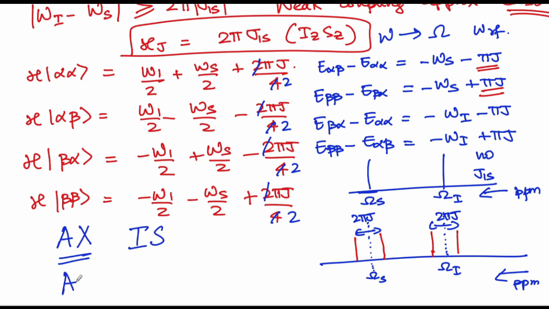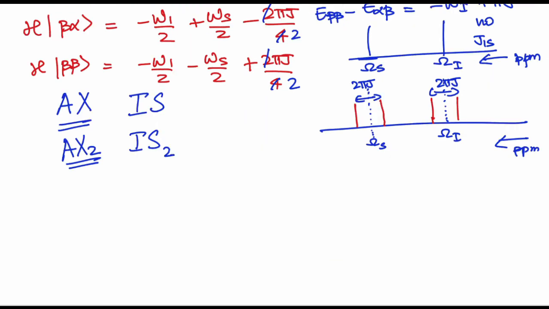I request you guys to solve it for the AX2 system, where it's similar to the IS2 system. I shall write the Hamiltonian for you so that it becomes easier. Remember, you have two of the same S spin, therefore they will have the same chemical shift. However, the J coupling between I and S would still remain JIS.